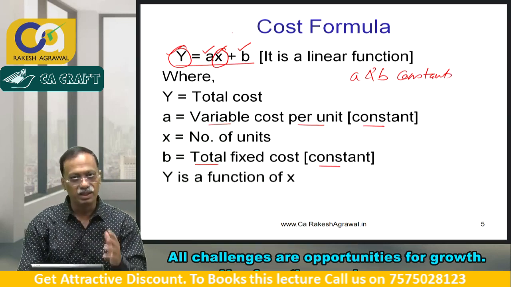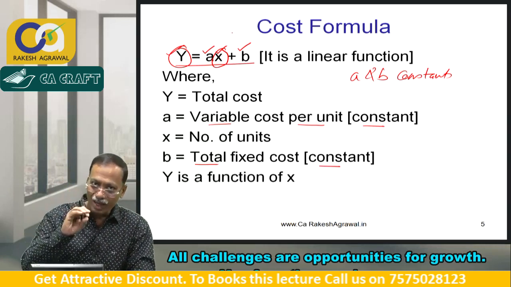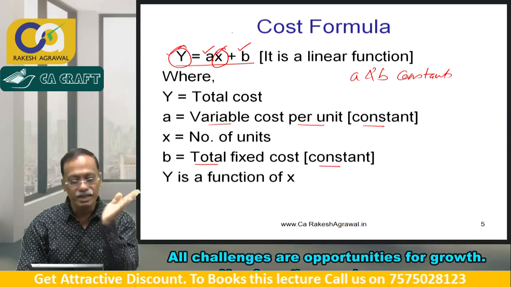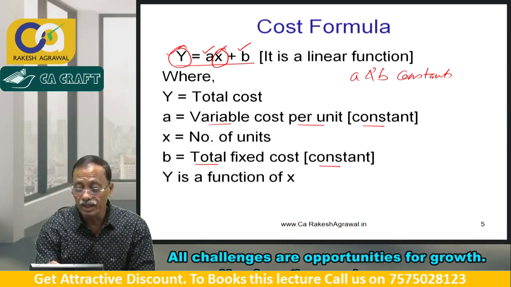I must have written it here. Yes, y is a function of x. Now why is y a function of x? Because the value of y will change due to change in the value of x. That is, the value of y depends upon the value of x. And why is it called a linear function?